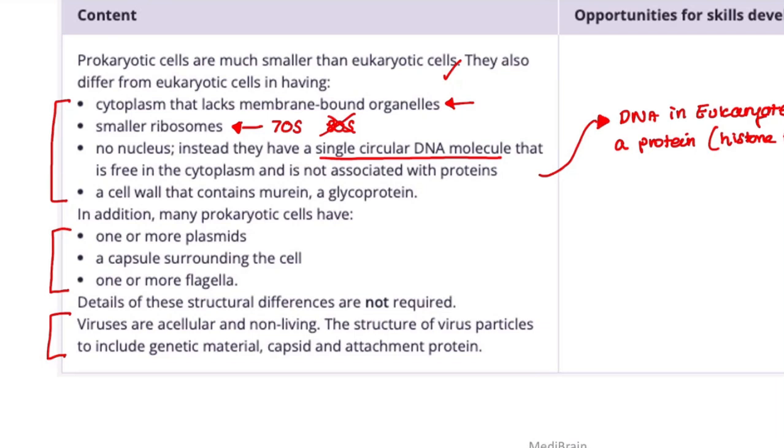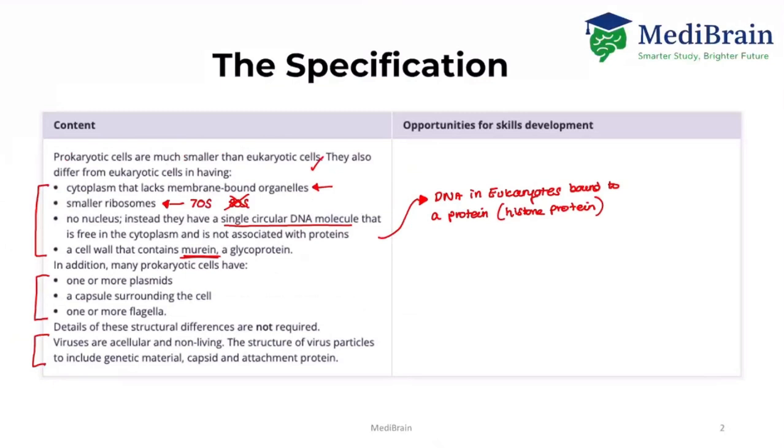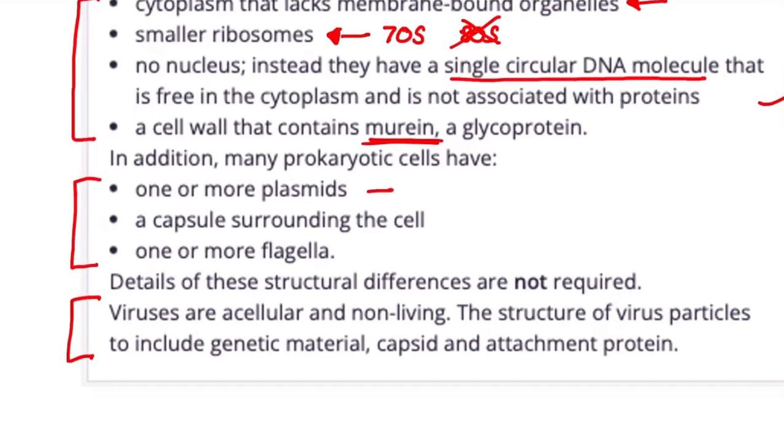Prokaryotic cells have a cell wall that contains murein, which is a glycoprotein. Again, a really important point there. The murein cell wall is the type of cell wall that bacterial cells have. Now, prokaryotic cells also have additional features. They also have one or more plasmids, which you should remember from GCSE. They have a capsule which surrounds the cell, the slime capsule, which allows the clumping of many bacterial cells. And they have one or more flagella, which allow locomotion.